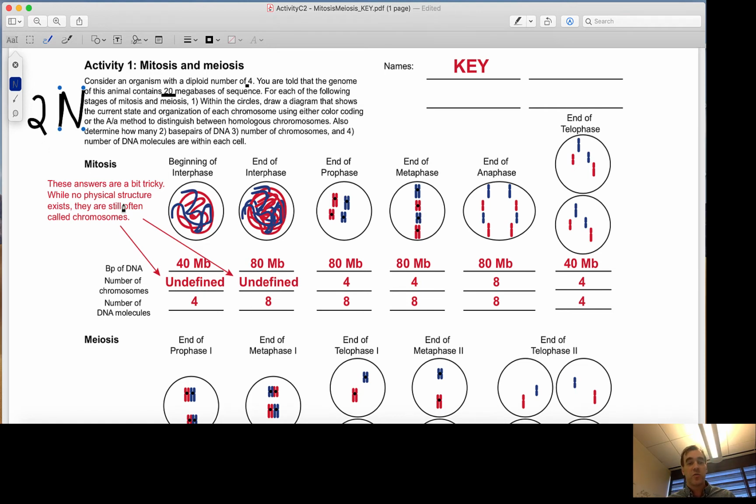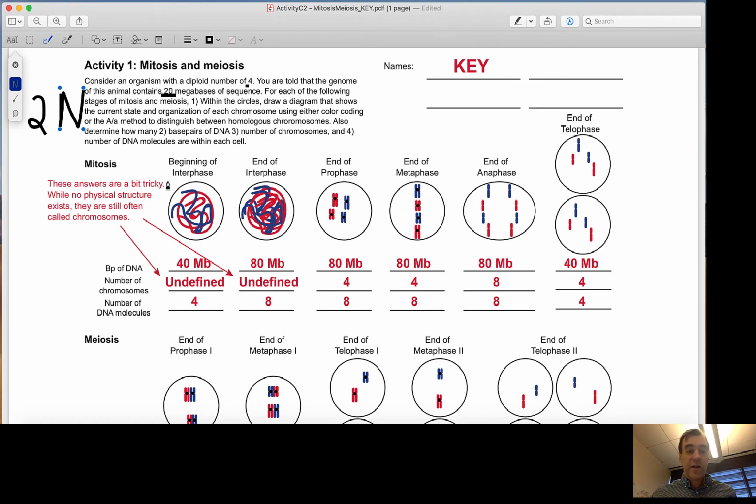And so I asked you to both draw out the chromosome structures at various stages of mitosis and meiosis, and I also asked you to think about things like the base pairs of DNA, the number of chromosomes, and the number of DNA molecules in the cell at these times. And hopefully this forces you to really think through what actually makes up a chromosome and think through how many DNA molecules are actually in the cell at any given time.